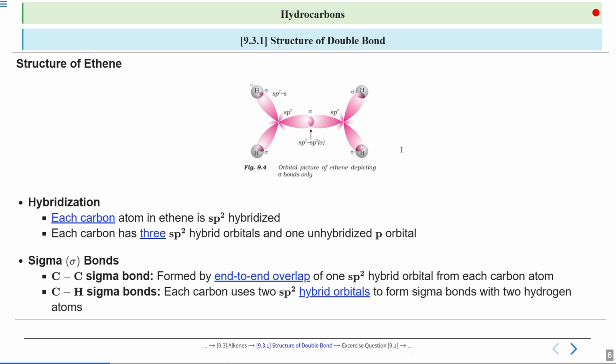So just look at the diagram. All of these things are available there. You can see here that we have two carbon centers and both of them have sp2 hybridized orbitals. Now one sp2 hybridized orbital is doing a head-on overlap with the other sp2 hybridized orbital to form a sigma bond. The remaining two hybridized orbitals of each carbon will do a head-on overlap with the pure s orbital of hydrogen to form the sigma bond with hydrogen. So this is the overall orbital picture for ethene, which is depicting the sigma bond only.